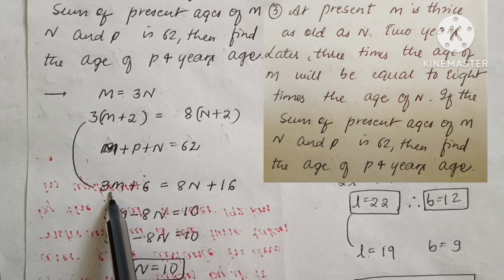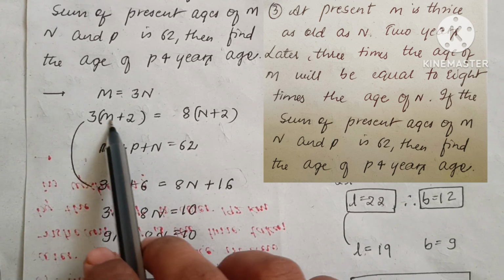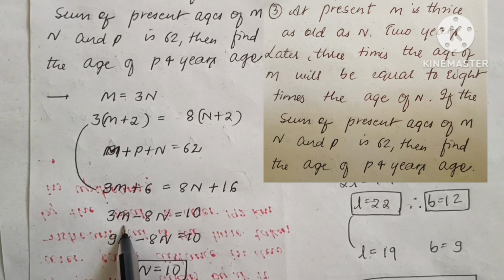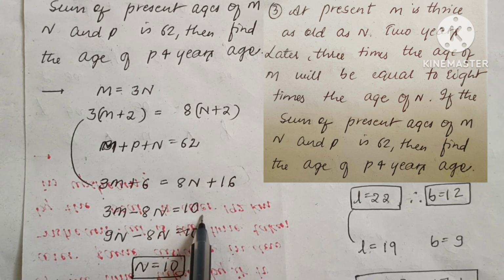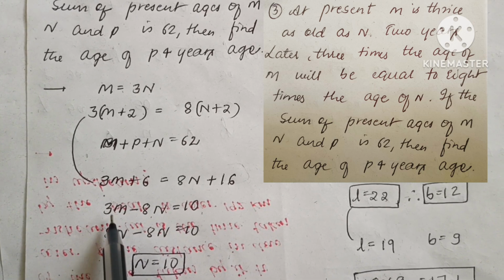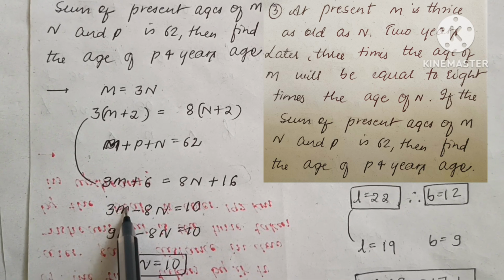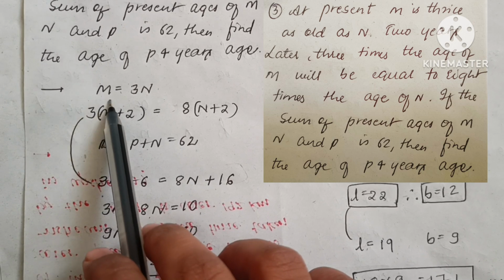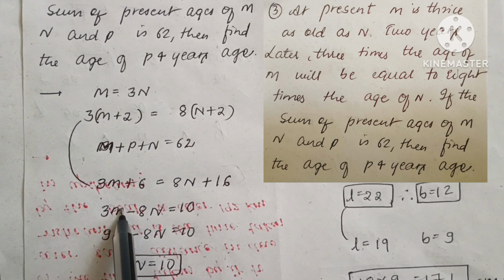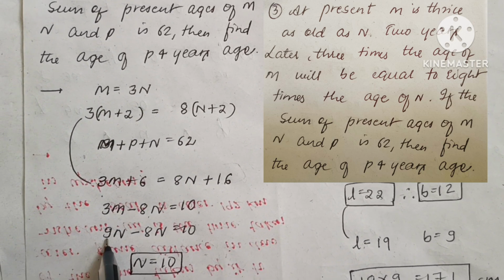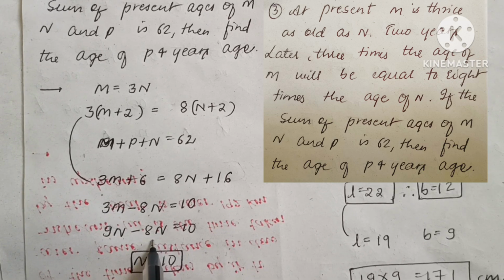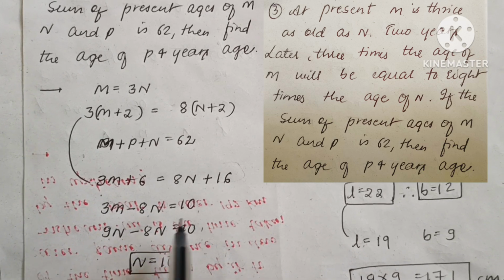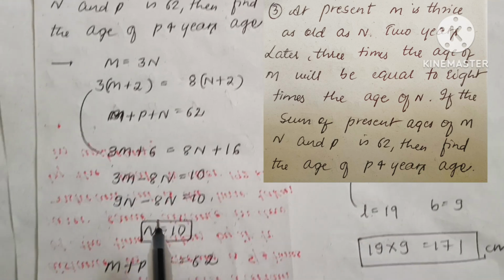Here after simplifying this equation, I will get 3m minus 8n equal to 10. And also I have substituted the value of m. Here they had given m as 3n, so I substituted in place of m, that will be 3n minus 8n equal to 10. Therefore the value of n will be 10.